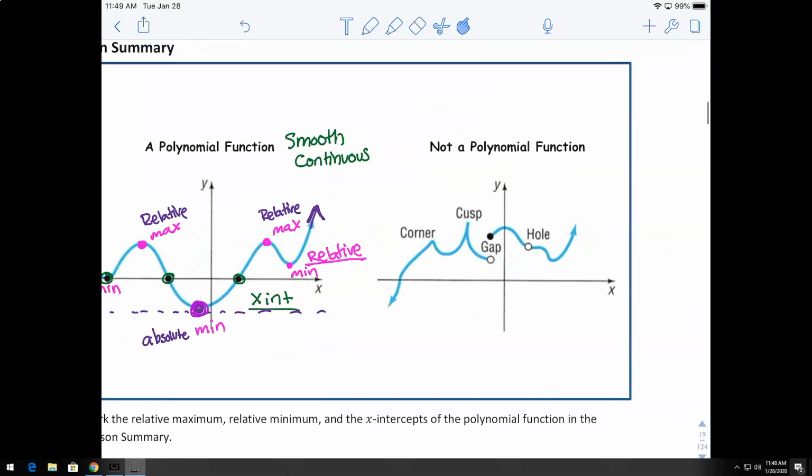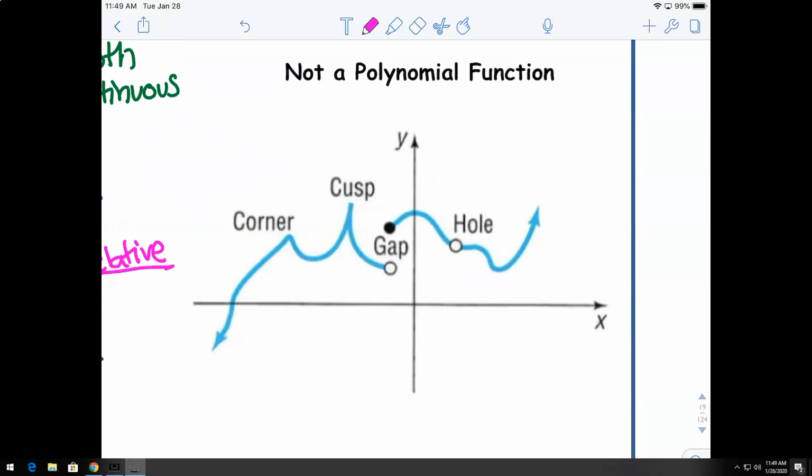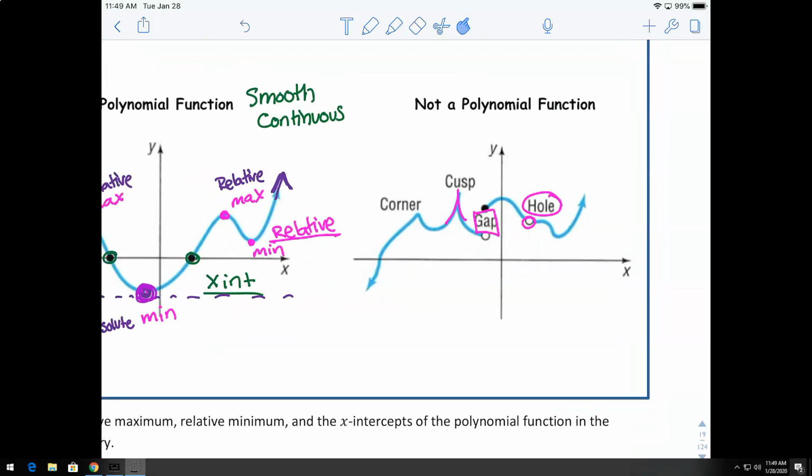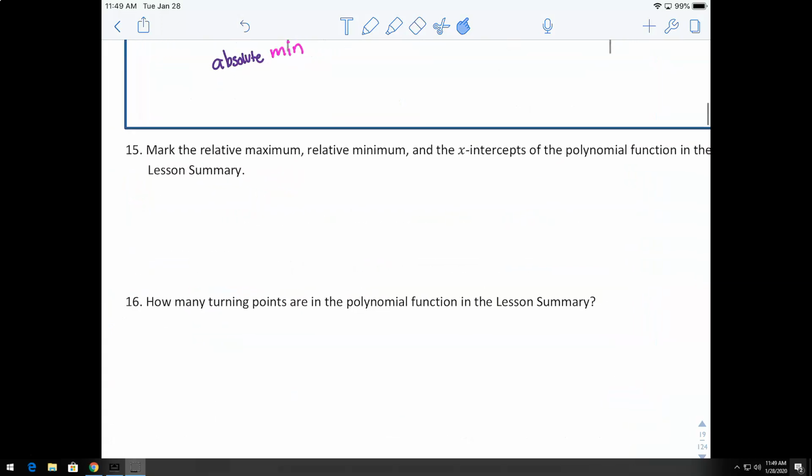Okay? On not a polynomial, I get things that are called cusps. We'll talk about that way later. I get things that are called gaps. We know. We get it. And then we get a hole, which is just one point, is not continuous. There's a bunch of places here that are points of inflection, maximums, minimums. We're not going to touch that. We're just going to keep going.